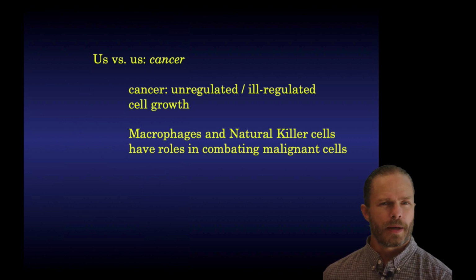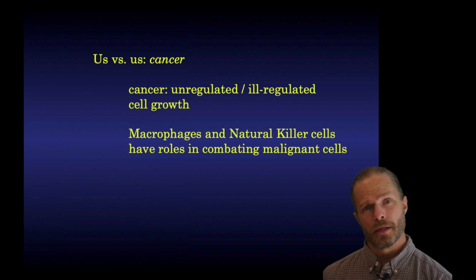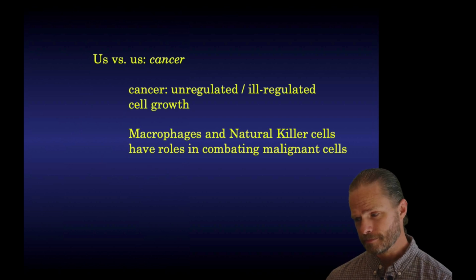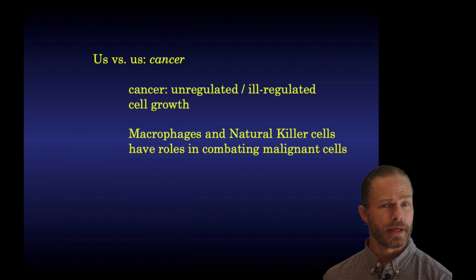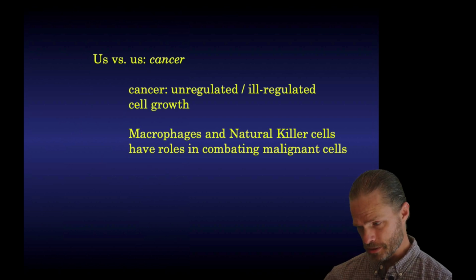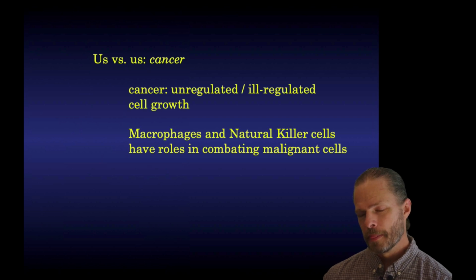But the idea is, what happens when cells in our own body lose their ability to regulate their growth and division? The body has ways to sense when this has taken place, and it uses the immune system as a way to control and kill off those cells. So you'll see on the slide here some of the cells that are involved with that.